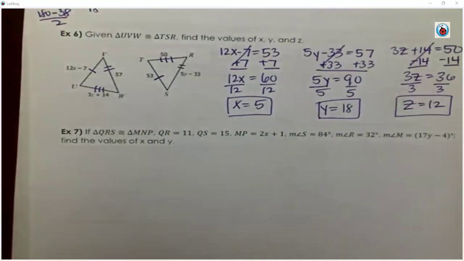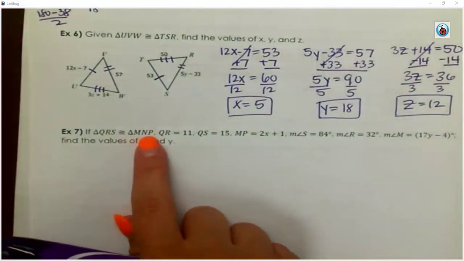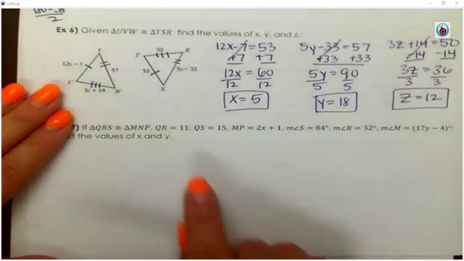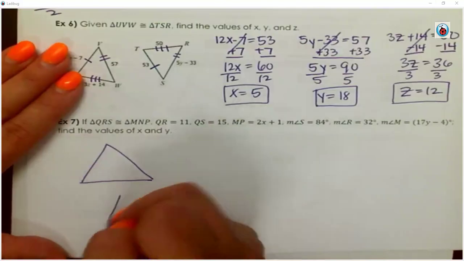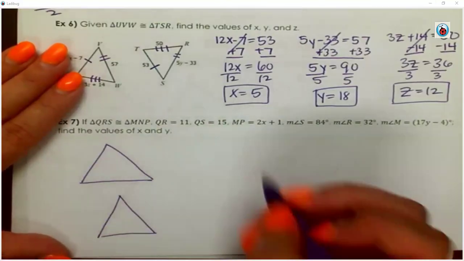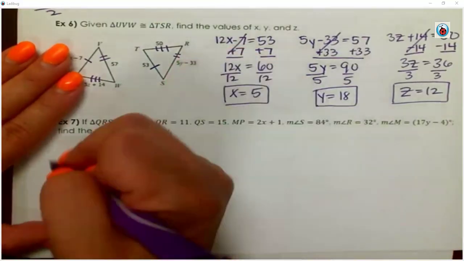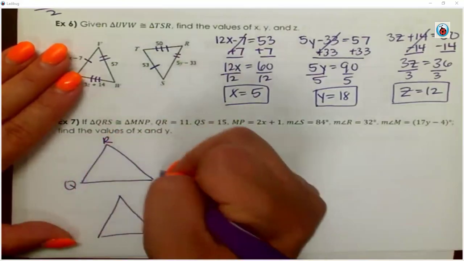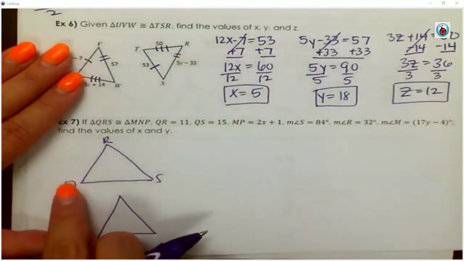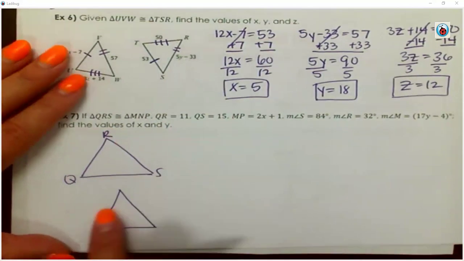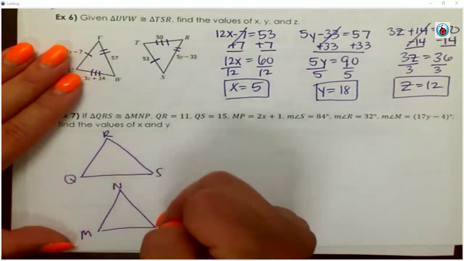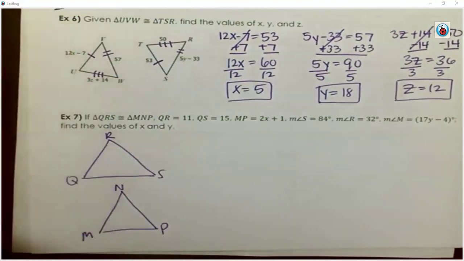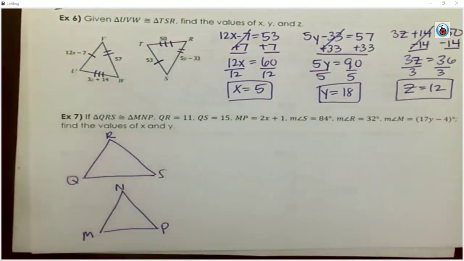Now in example 7, it says if triangle QRS is congruent to MNP. Sometimes it helps to draw a picture. So I'm going to draw 2 triangles, and I'm going to make sure I label my angles. So I have QRS. Because I have QRS, to help myself, I'm going to make sure I go in the same order. So I have MNP, so that I know that each corresponding part is congruent to each other.